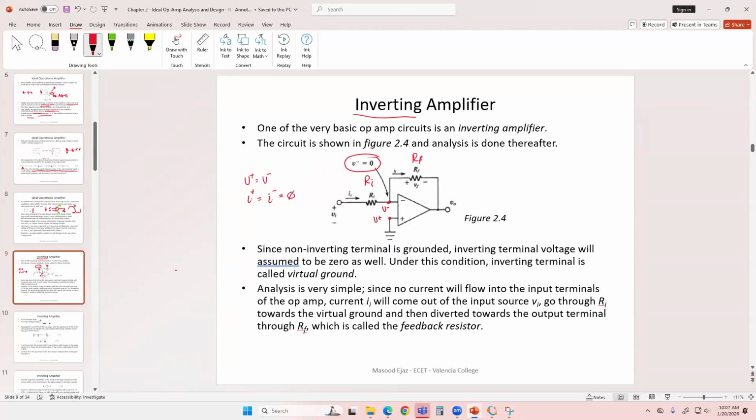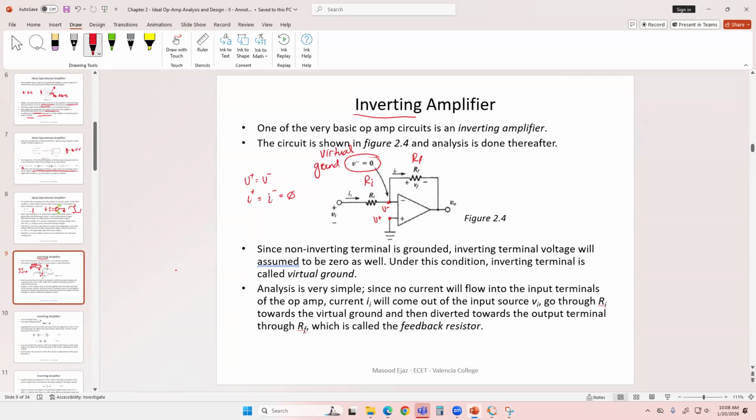Any voltage that appears at the non-inverting input, we will assume the same voltage at the inverting input. In this case, your inverting input is called virtual ground because it's not connected directly to the ground, but it has the voltage of 0. So it is called virtual ground in the circuit. And the second condition is that no current goes inside the operational amplifier.